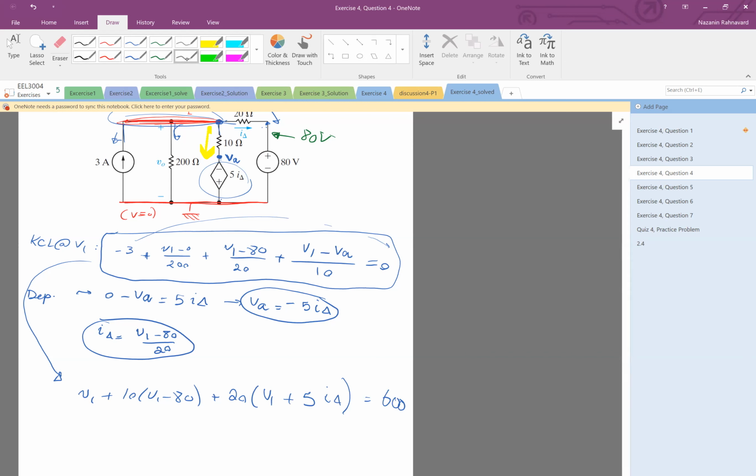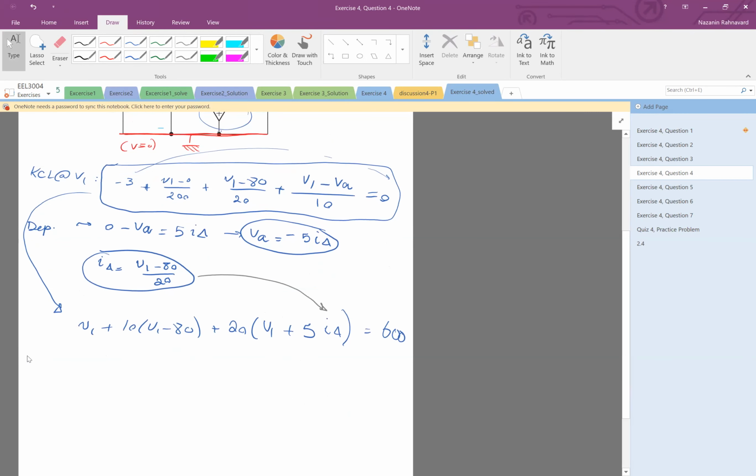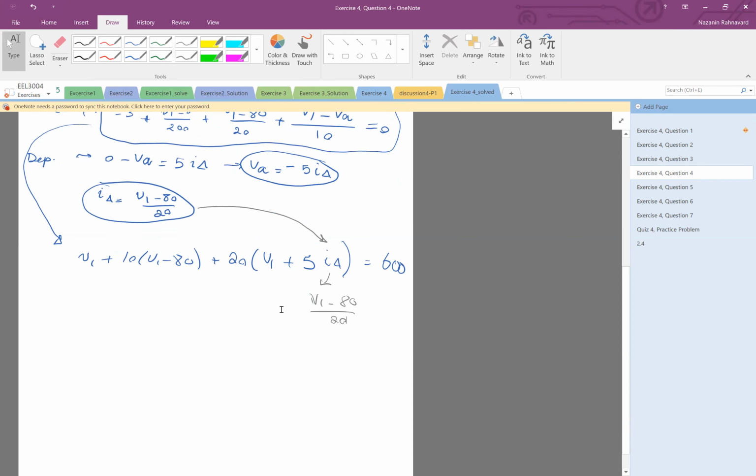But also I delta is this. So for I delta, I have to write V1 minus 80 divided by 20. So here is just manipulating the numbers. So I have V1, I have 10 V1, I have 20 V1.